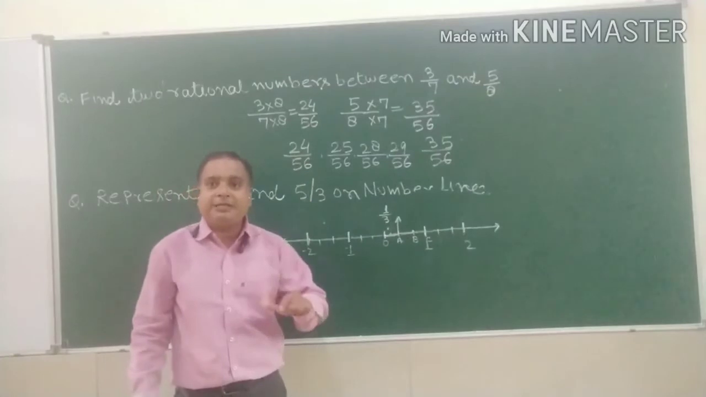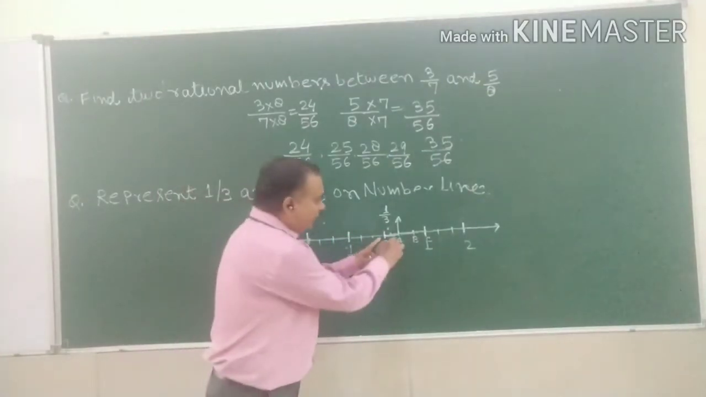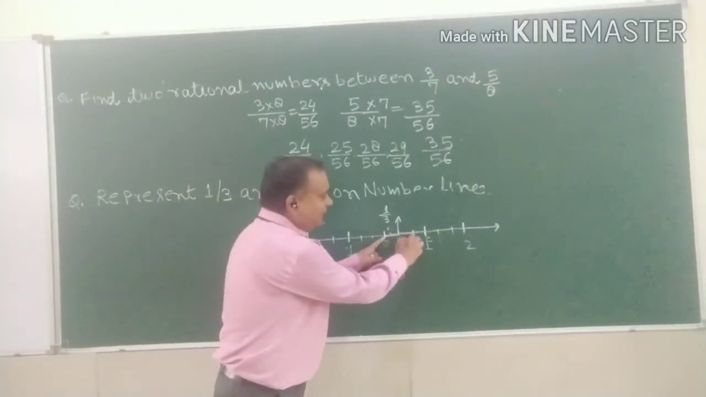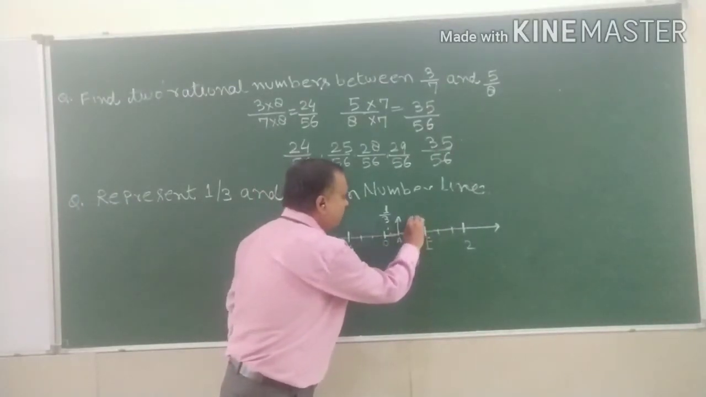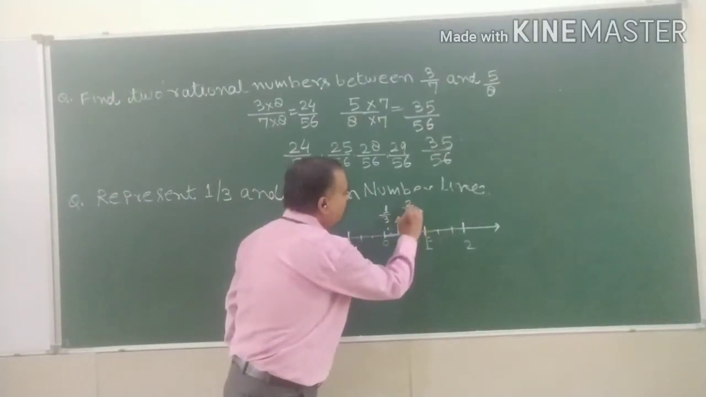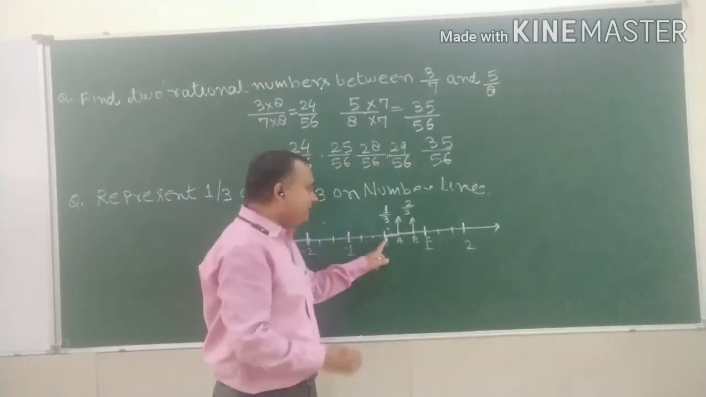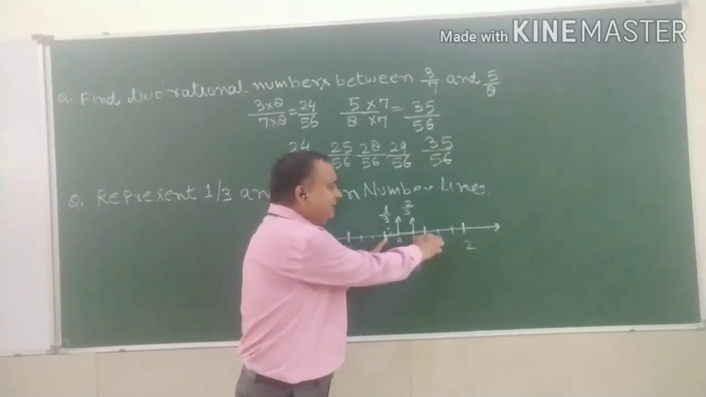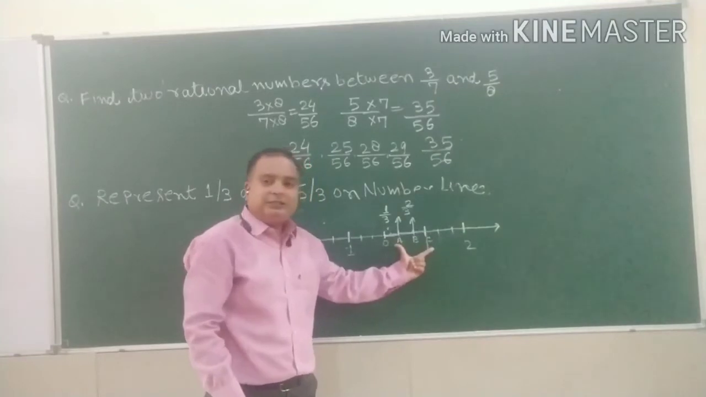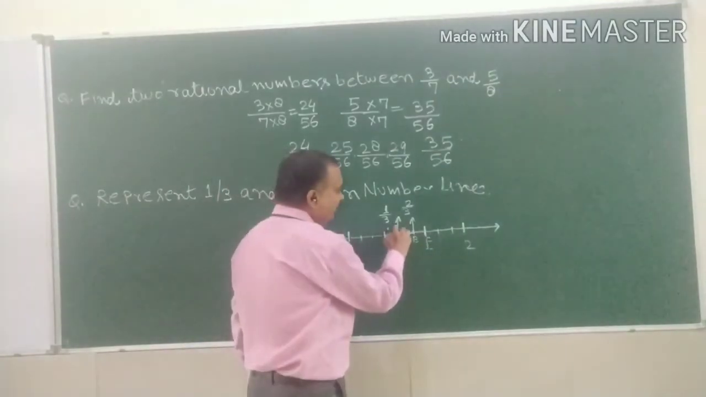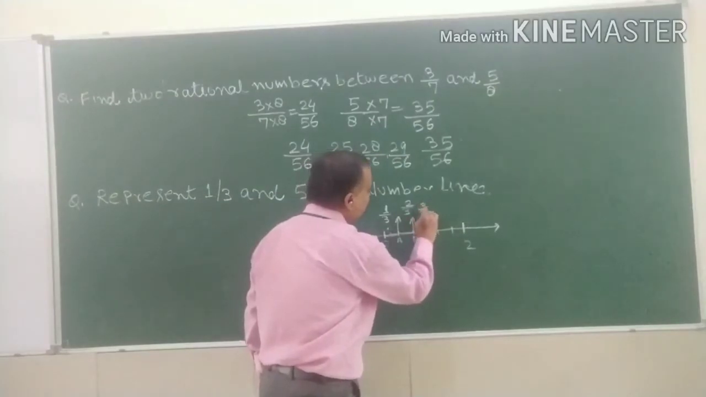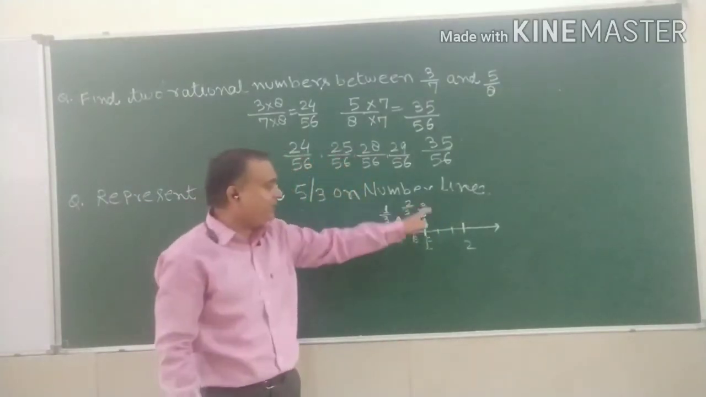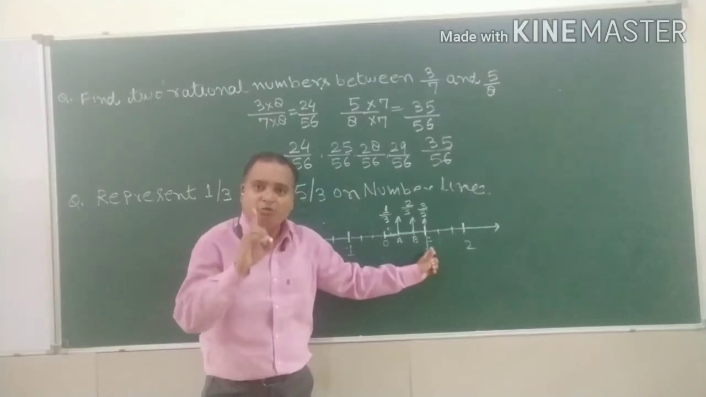If I have to represent 2 by 3, so 1 by 3 plus 1 by 3. So the distance between O and B represents 2 by 3. Now, what is the distance between O and C? That is 3 by 3. 1 by 3, 2 by 3. So this distance represents 3 by 3, or we can say that is the distance 1.